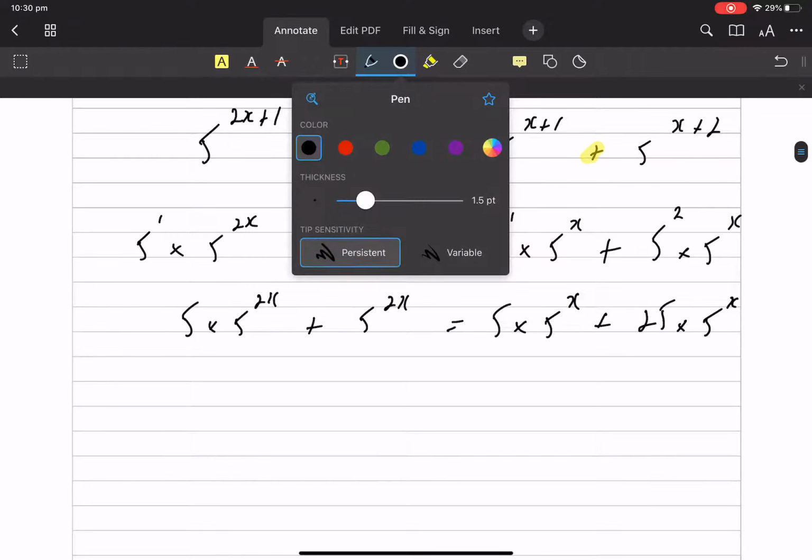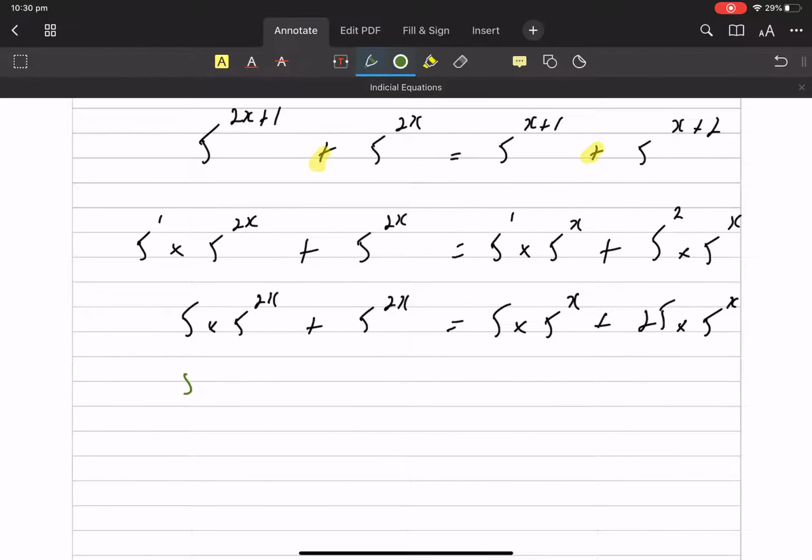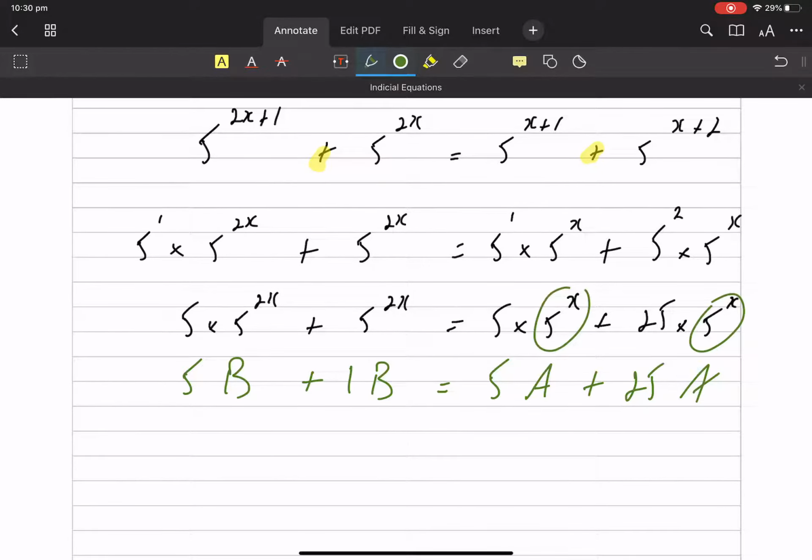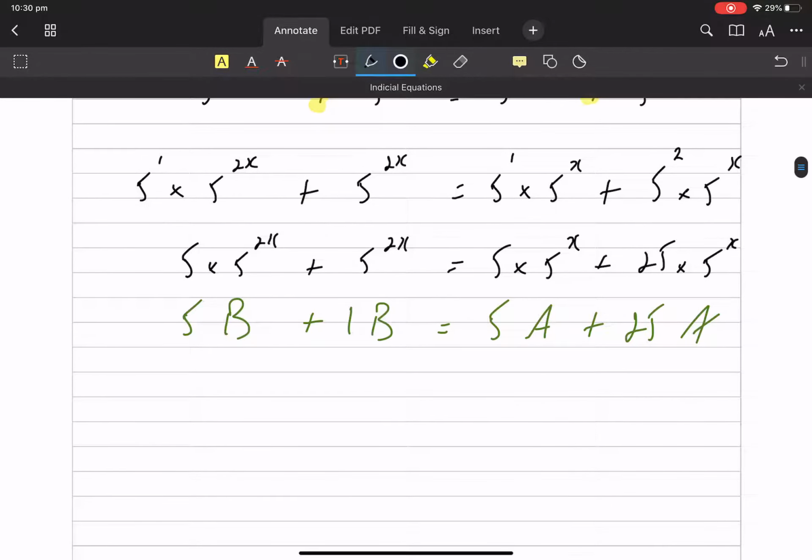I'm going to write it like you should be seeing it. I've got 5b plus 1b equals 5. It's not b because it's not 2x. 5a plus 25a. Yeah, so they're the same. So this side here becomes 6 times 5 to the 2x. This side becomes 30 times 5 to the x.